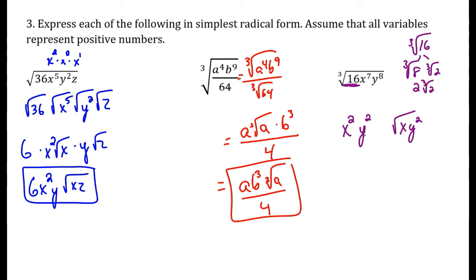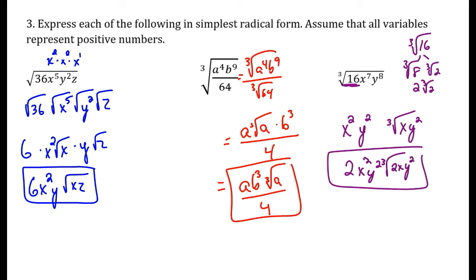So my final answer is, sorry, there's a cube root sign here that I forgot. 2x squared, y squared, cube root of what's inside, 2xy squared. That's how we simplify these radical expressions.